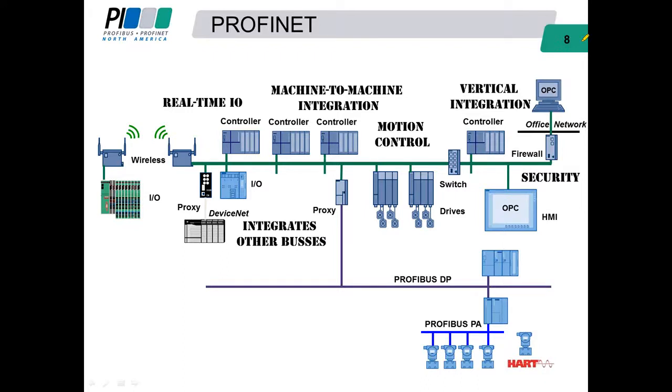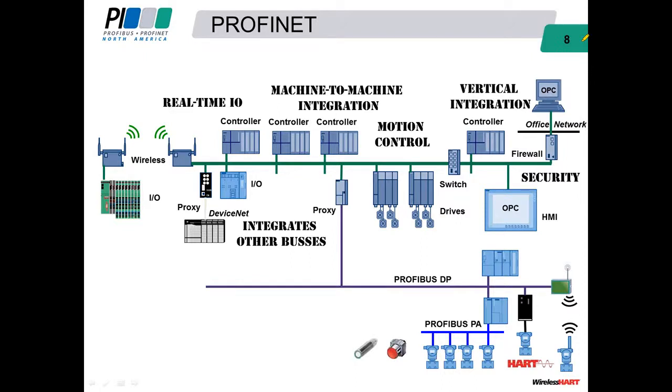Out in the process world, there are many HART instruments. HART instruments can be brought in directly to a controller, or they can be brought in through a linking device onto something like Profibus DP or a fieldbus. WirelessHART is an emerging technology. We have worked in concert with the HART Communication Foundation and the Fieldbus Foundation to standardize wireless access to our networks from WirelessHART devices.